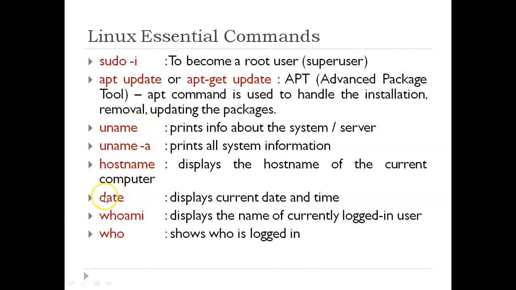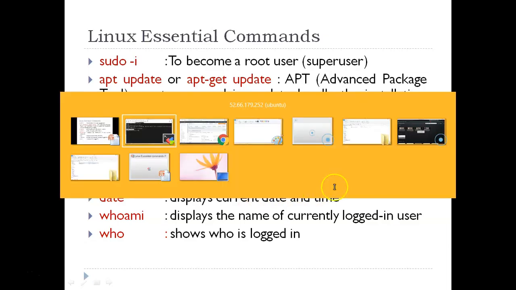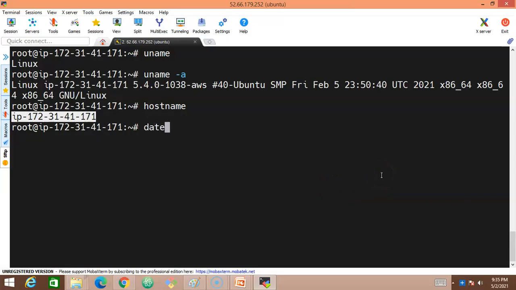And we have the date. The date command is used to display the current date and time. So you can simply use the date command and enter. See, look at this. This is the current date and time of this particular Linux server.